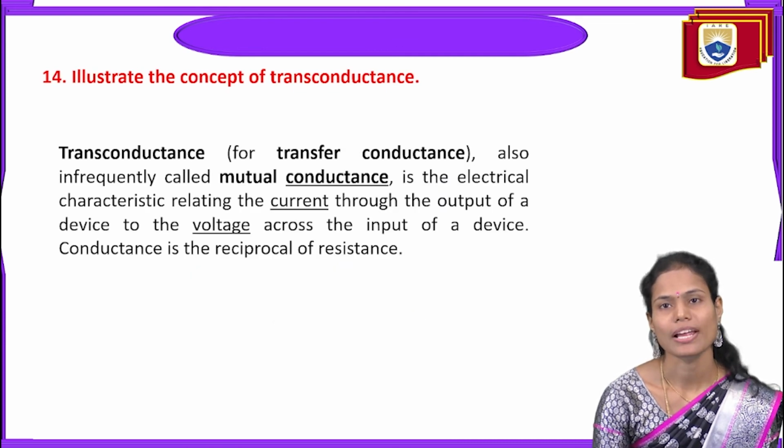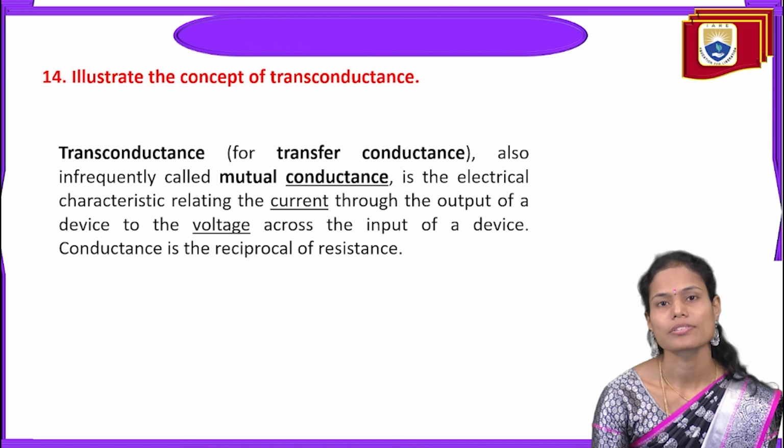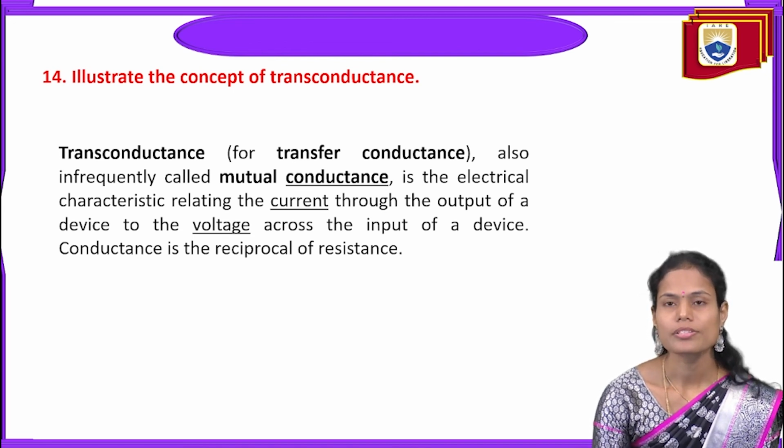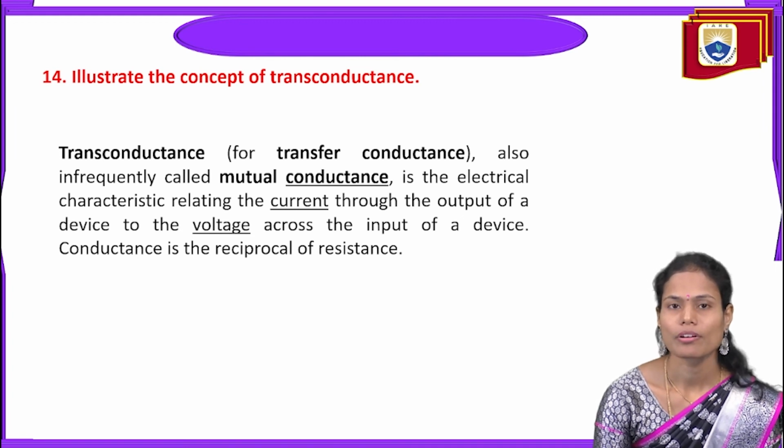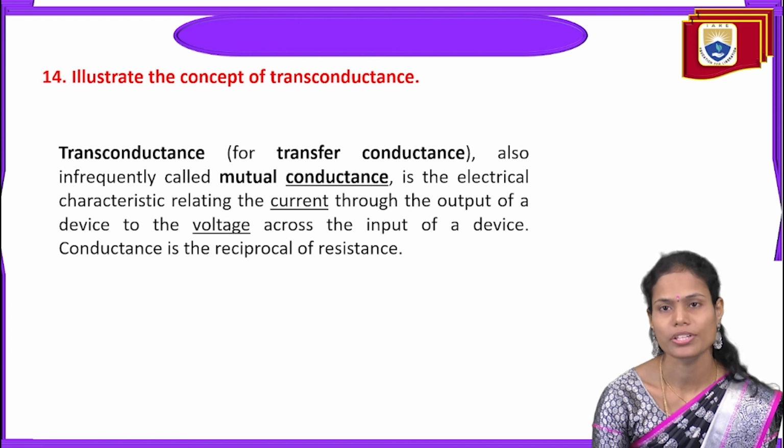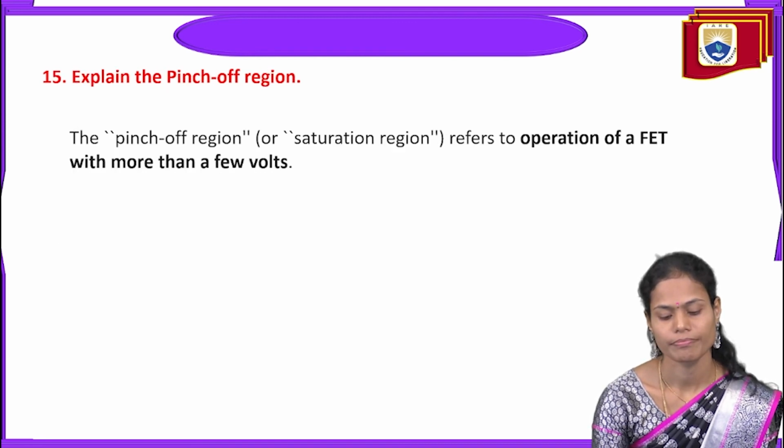Illustrate the concept of transconductance. So this transconductance is also called as mutual conductance. Okay, this will give the variation of the VGS voltage with respect to the drain current while maintaining the drain to source voltage in the case of a MOSFET.